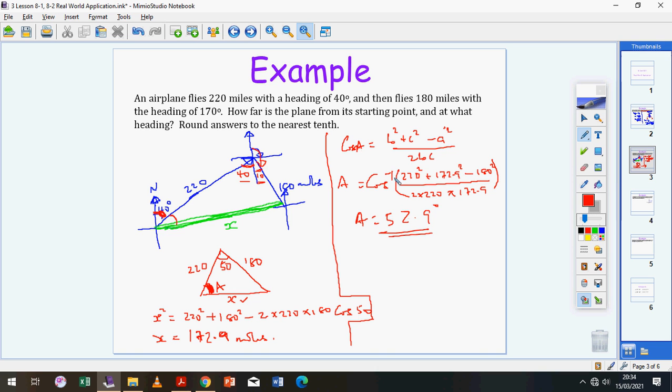So remember, this angle is 52.9 degrees. It doesn't mean that its bearing is 52.9 degrees. I'm going to try and draw this section here better, the one I just circled. I have 40 degrees going up there, right? And then between 40 and whatever line this is, that's 52.9 degrees, right? Now I hope you can see that all together that adds up to give you 90 something.